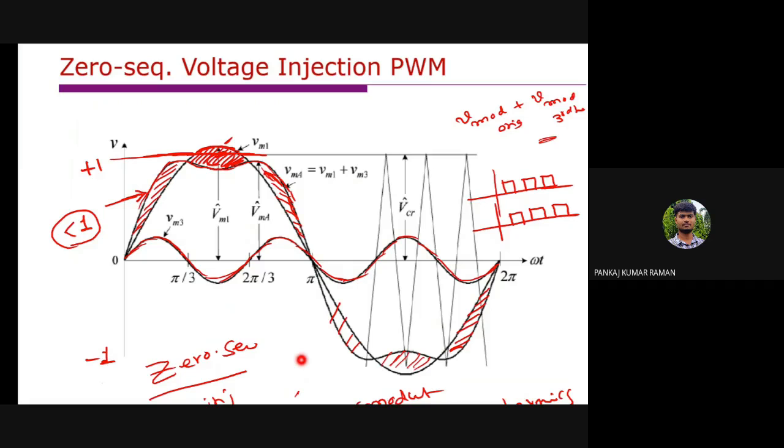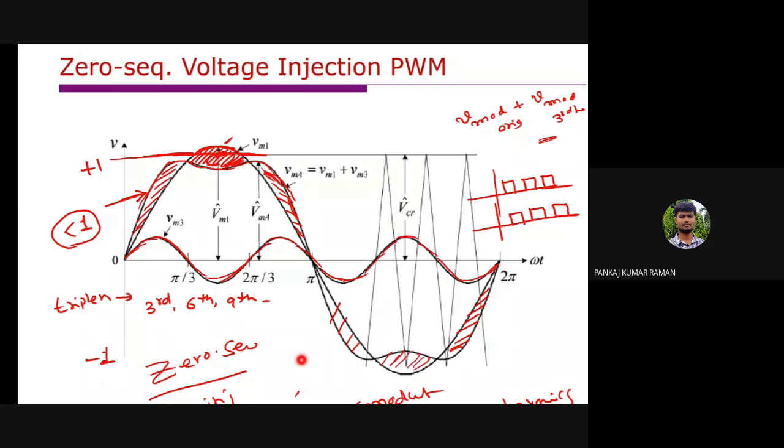Clear? We are injecting some third order harmonic. It may be triplen harmonic. We can induce any order harmonic. It may be third order, sixth order, ninth order, or any other harmonic. We have to make sure that the resultant waveform should not exceed +1 or -1, or go into over modulation.